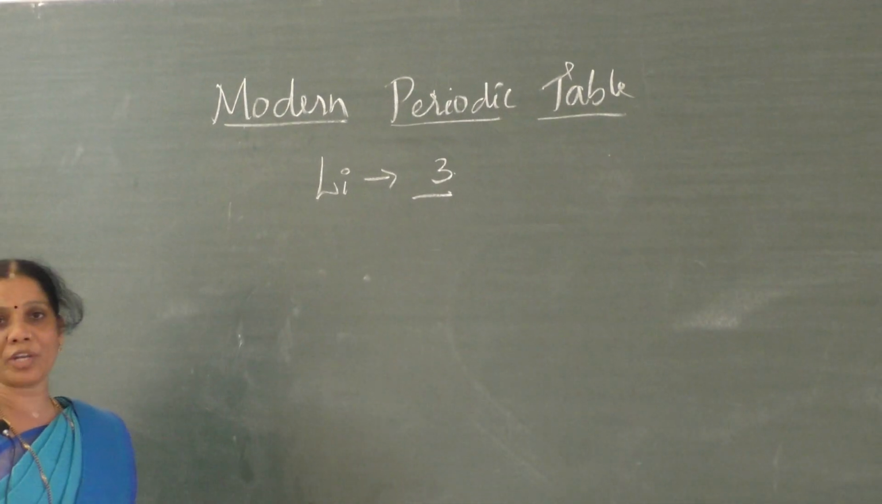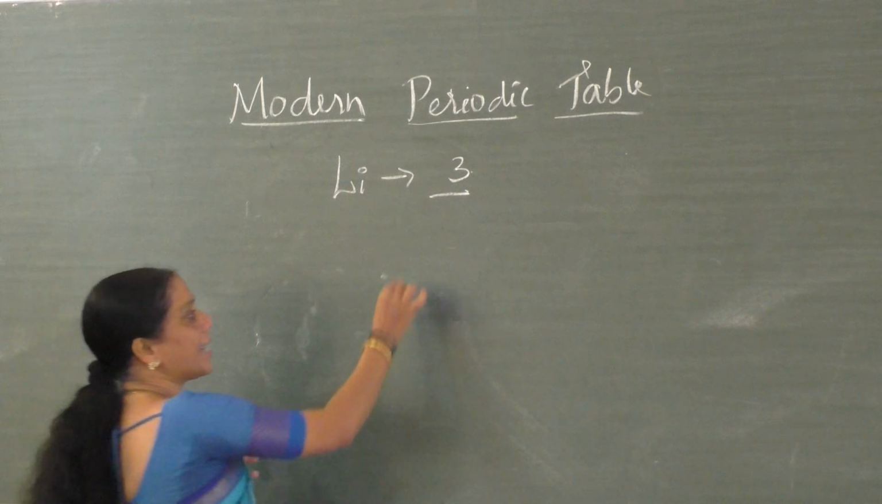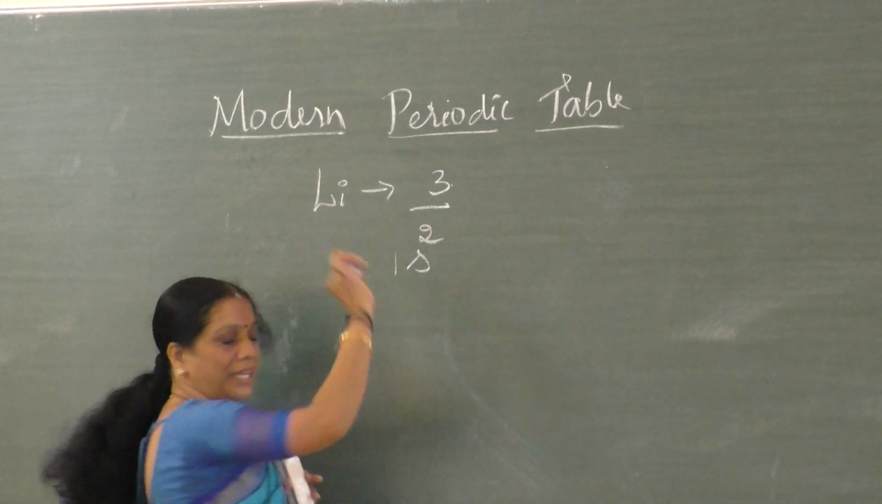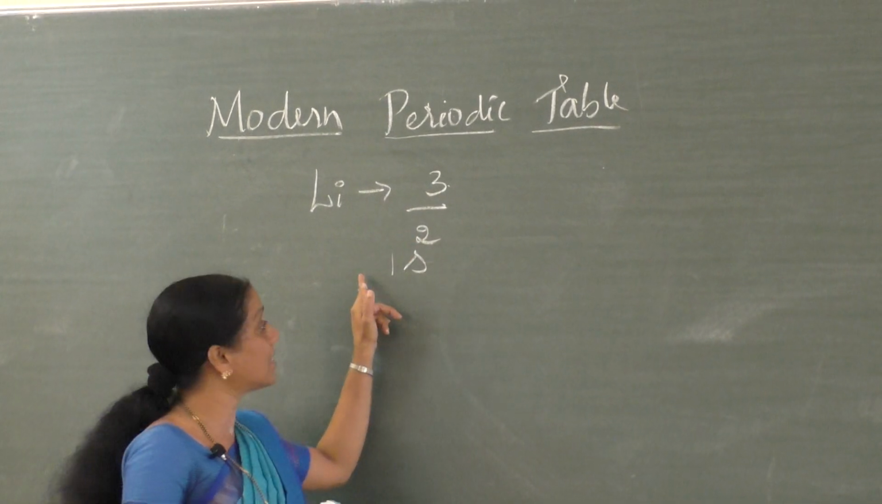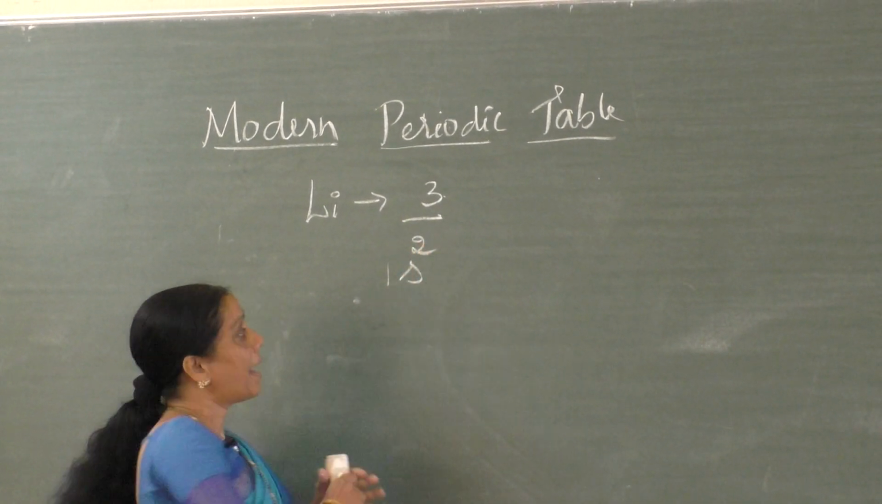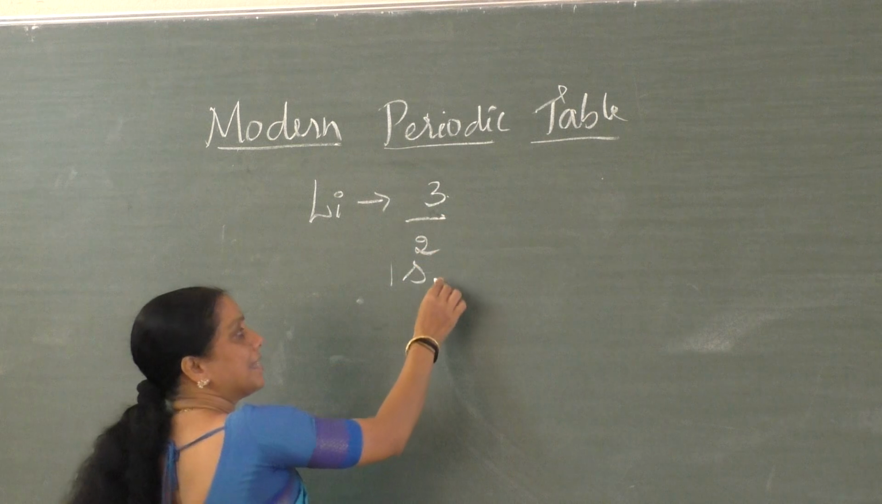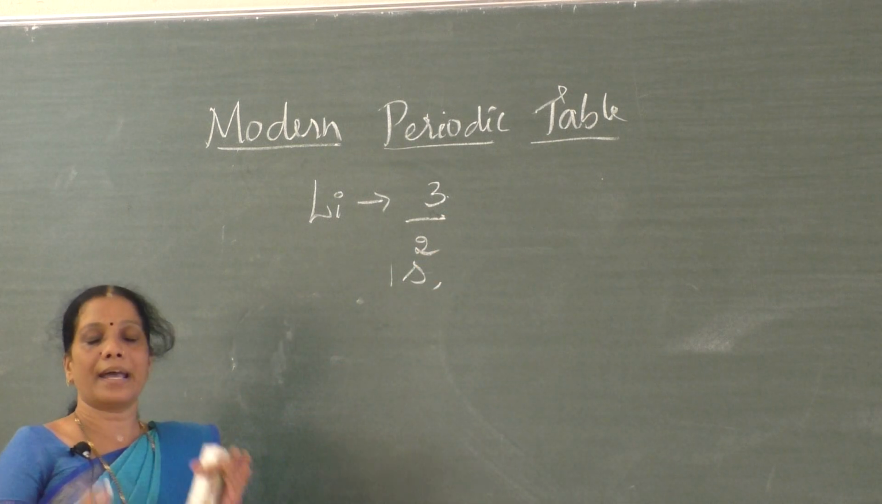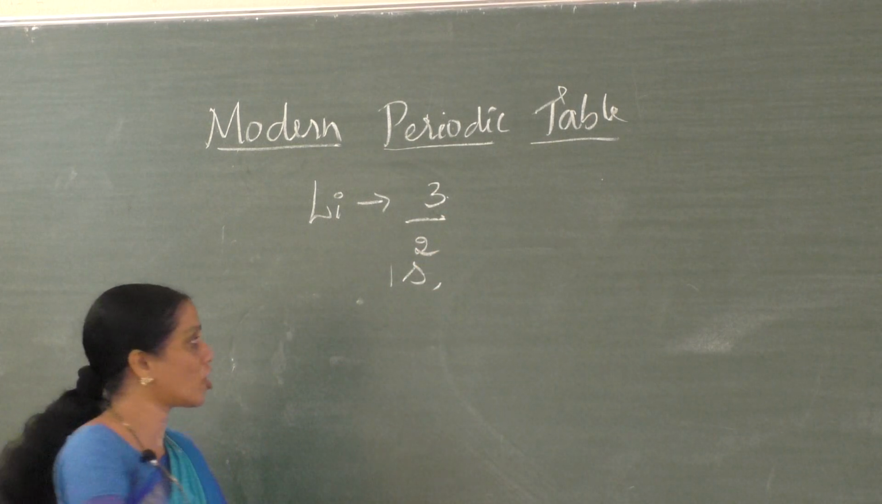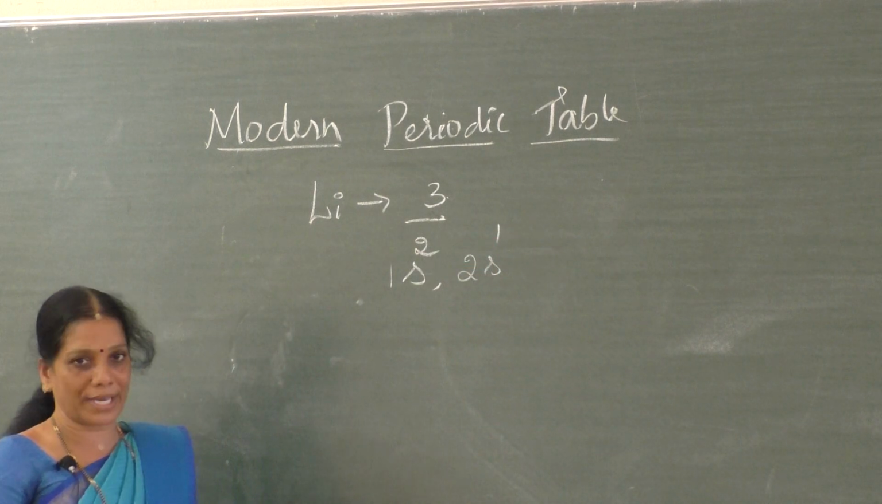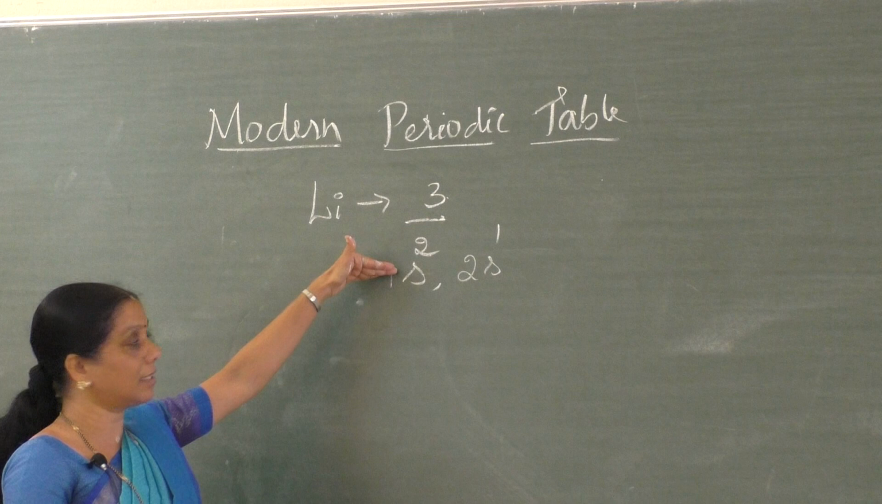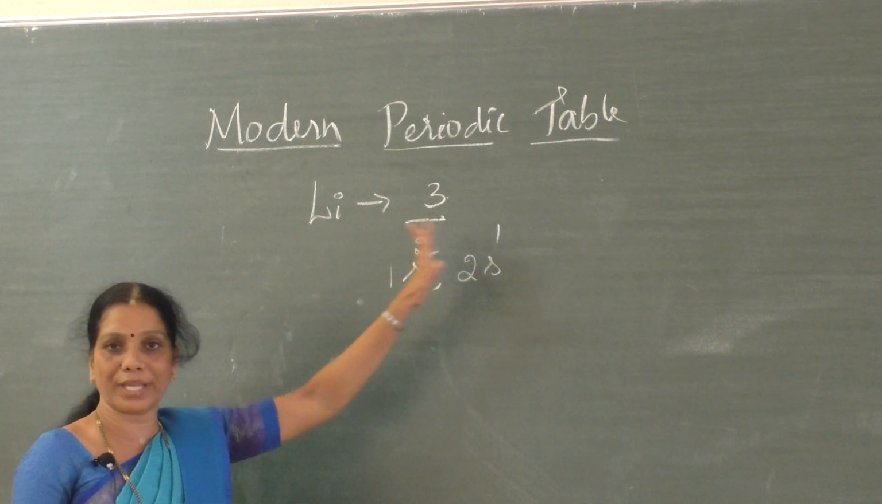If I write the electronic configuration of the lithium, we know that the first main energy level contains only s orbital, it is completely filled, that is 1s2. And one more electron is there, that is the last electron of the lithium. That electron enters into the second main energy level. See here, 2s1. Electronic configuration of the lithium is 1s2 and 2s1.